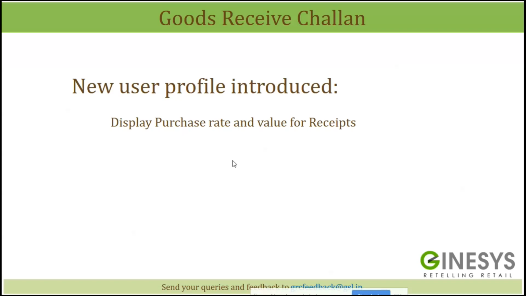Keeping this requirement in mind, what we have done is we have provided a profile-driven option to display purchase rate or value for the receipts. By default, all the users will have this profile option marked, that is allowed, and if required, this can be changed to restrict viewing of items. Now, how is this working? Let's have a check on the flow.